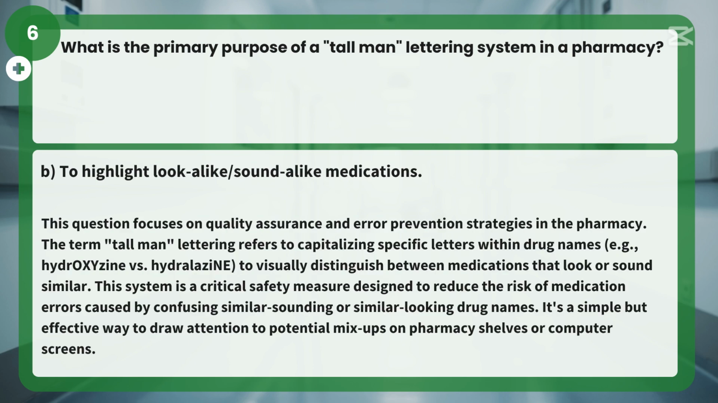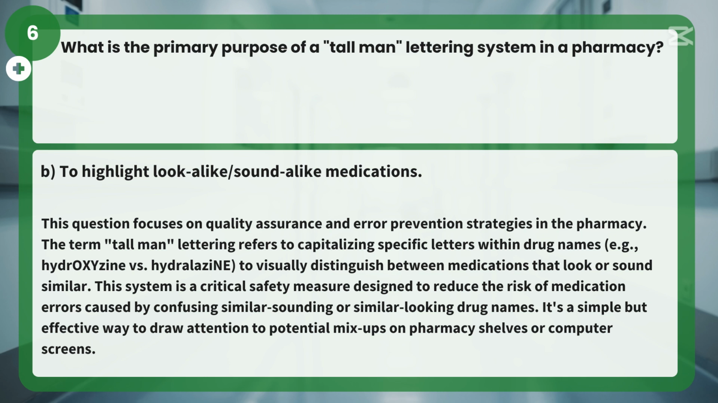Answer B. To highlight lookalike/soundalike medications. This question focuses on quality assurance and error prevention strategies in the pharmacy. The term tallman lettering refers to capitalizing specific letters within drug names, e.g., hydroxyzine versus hydralazine, to visually distinguish between medications that look or sound similar.